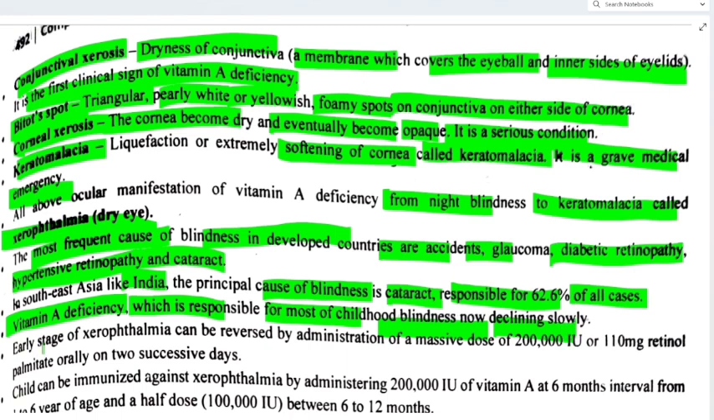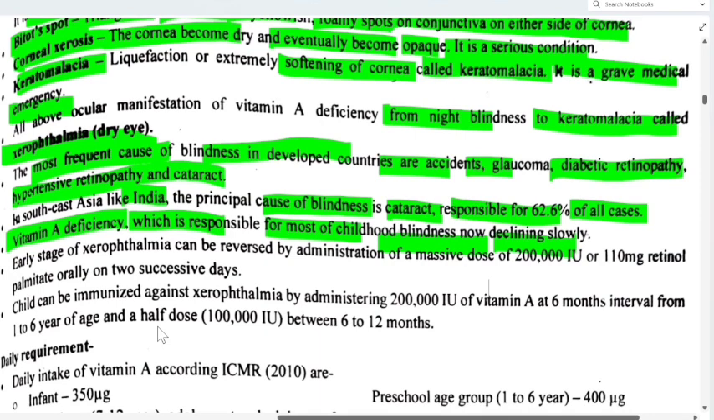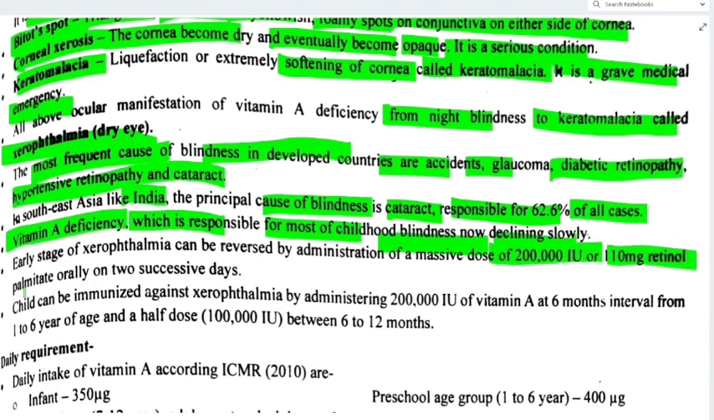Early stage of xerophthalmia can be reversed by administration of a massive dose of 2 lakh international units, this is important, or 110 mg retinol palmitate orally on 2 successive days.